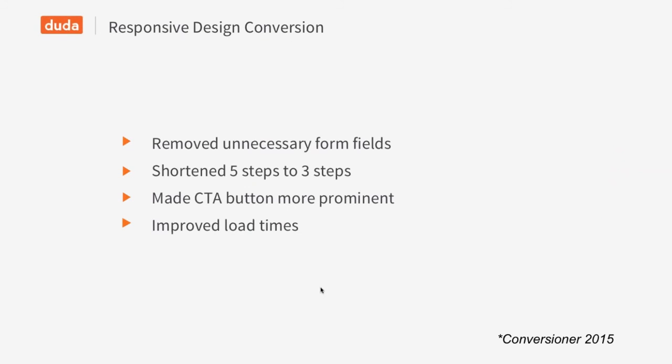So the agency went and optimized the form. They removed unnecessary form fields. They got it down from 5 steps to 3 steps. They made the call to action more prominent. And then they did some technical fixes. They fixed some browser compatibility issues on mobile. They improved the load time, so it loaded faster on mobile. And that had a big impact as far as conversion rate goes.